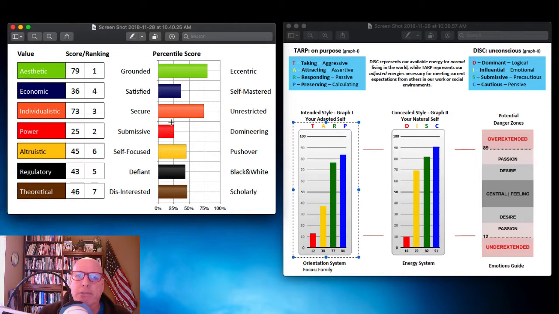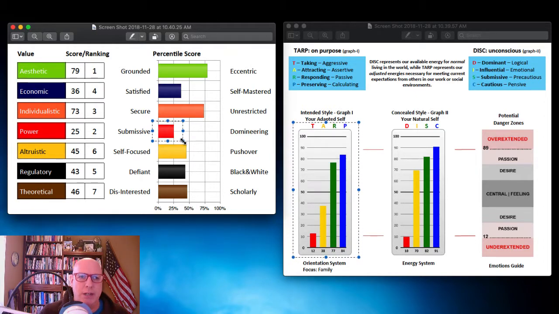His power line right here is low. So what that means is he doesn't fight for what he wants. He settles for what he can get. So what does that mean? It means that he'll leave a meeting wishing he had said more rather than leaving the meeting wishing he had said less. So he didn't have time. There wasn't enough time in the meeting because he has to process everything he's going to say to make sure it's accurate. It's going to make sense to everybody.